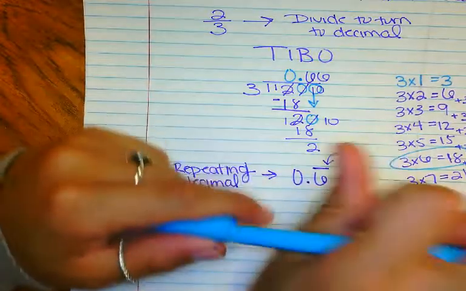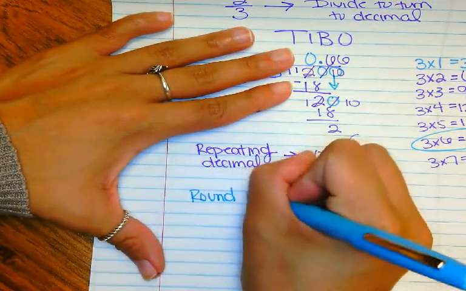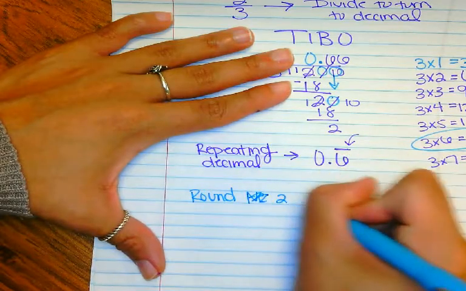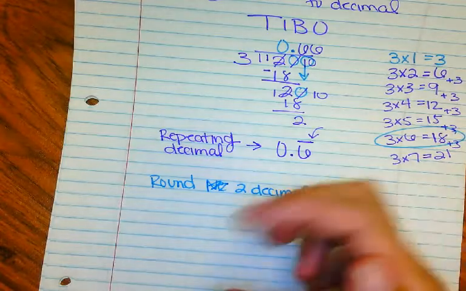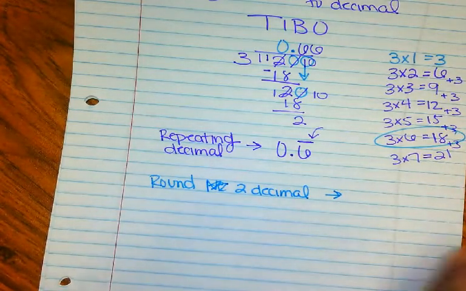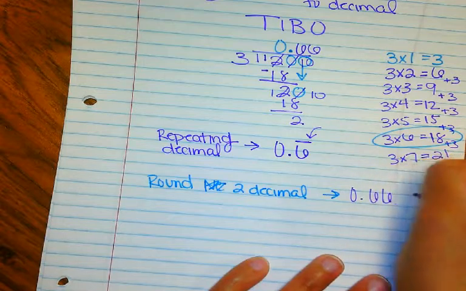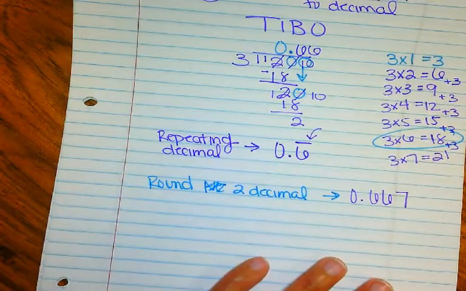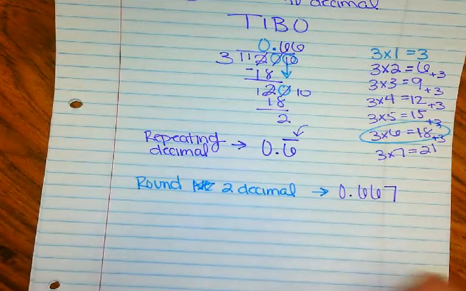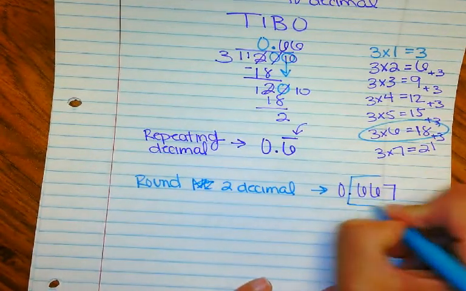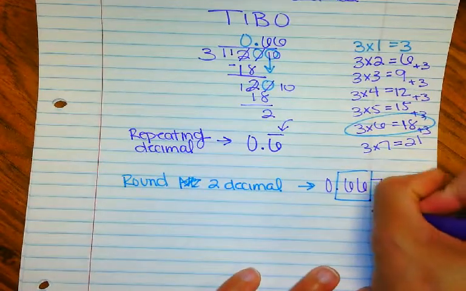Now, if it asks you to round, let's say it rounds to 2 decimal places, and let's say that was my number. What we're saying is 2 decimal places, so that means I only want 1, 2. I only want this. But we take the third number. You look at the third number.